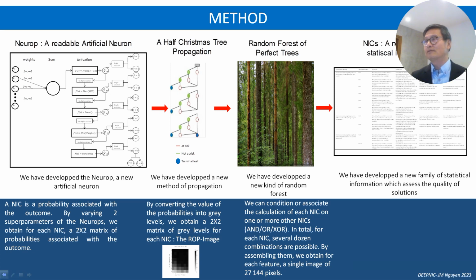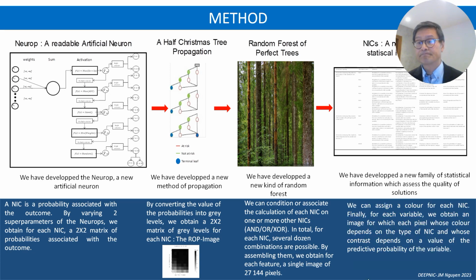We can condition each probability using an OR author, and we obtain more than 2,000 images. Each one we call a warp image, and each warp image is made of 18 pixels. So we can have a very, very big image with a very large number of pixels that can be analyzed by a CNN.